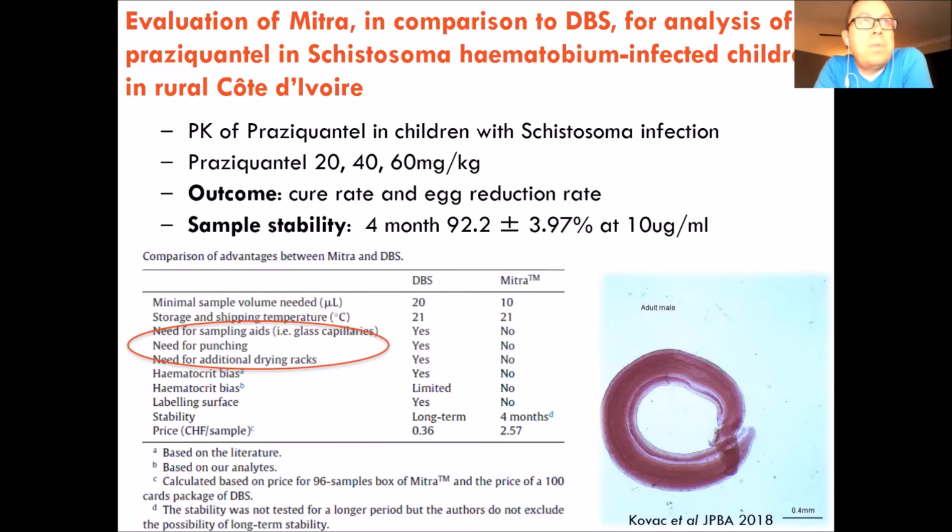And also some of these issues, whether you need a drying rack, yes or no. How relevant is that? I've seen pictures of people just sticking the dry blood spot card with a small corner in the clay wall of the cabin they were working in. And so some items are more relevant than others. Sample stability is very important.